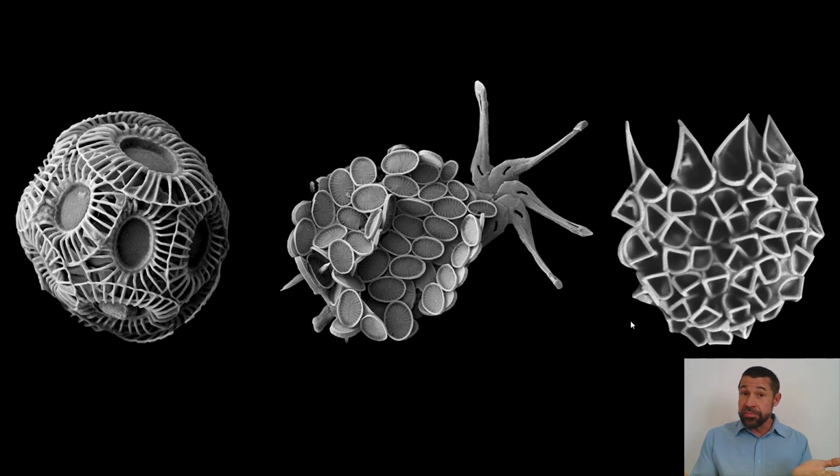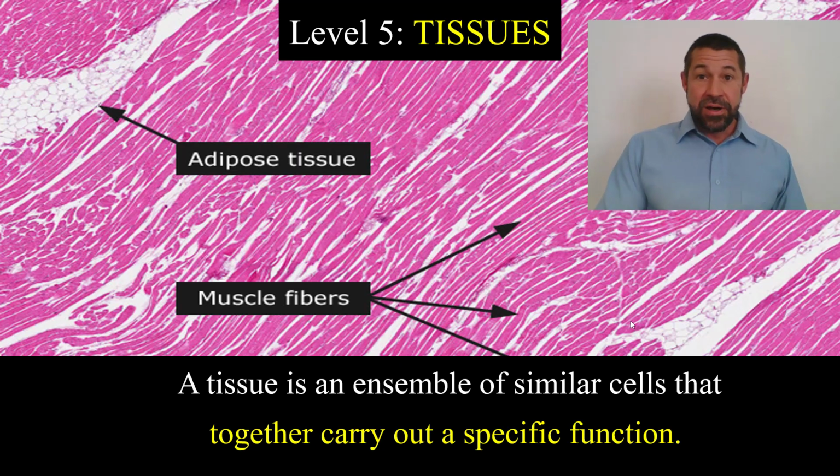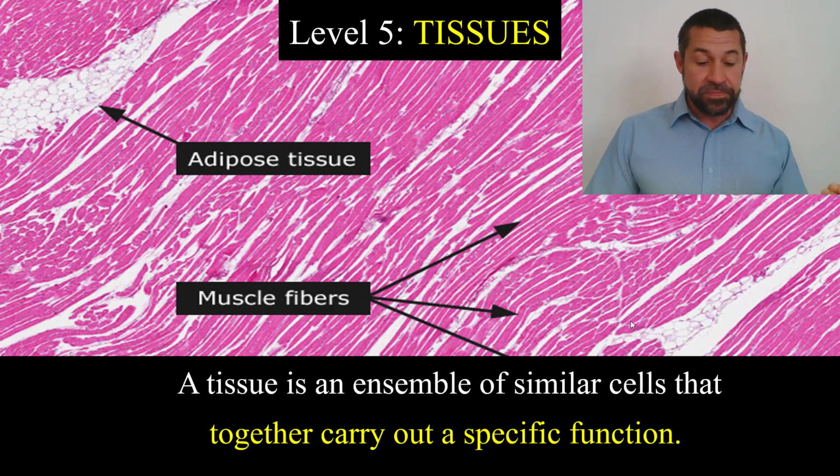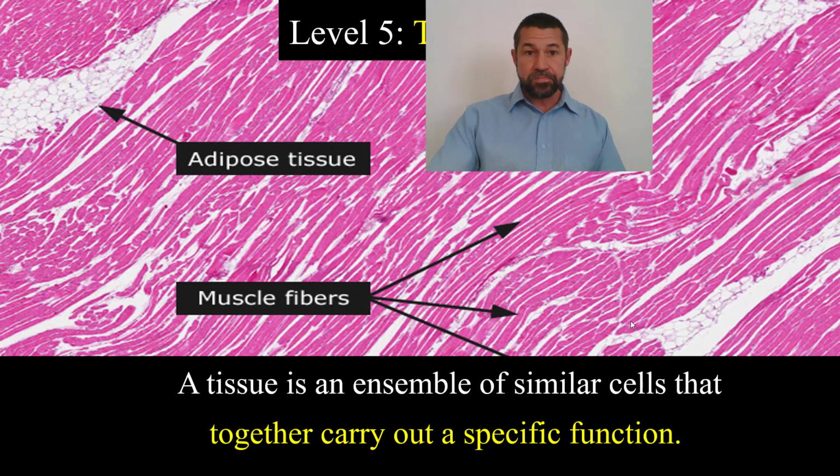So they're an organism that's made up of just one cell. Okay? An ensemble of cells working together in a multicellular organism is what we call tissues. They work together to carry out a specific function or a job. So in animals, there are 4 types of tissue: muscle tissues, like you see here, nervous tissues, epithelial tissues, and connective tissues, like the adipose or fat cells that you see there.